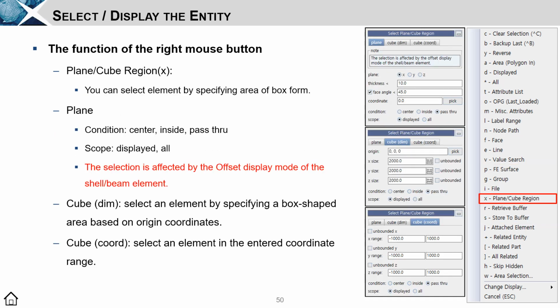You can select elements by specifying the area of the box form. The plane option allows you to select by considering the face angle as much as thickness based on the selected plane. The cube dim option allows you to select an element by specifying a box-shaped area based on origin coordinates. The cube chord option allows you to select the elements in the coordinate range you entered.